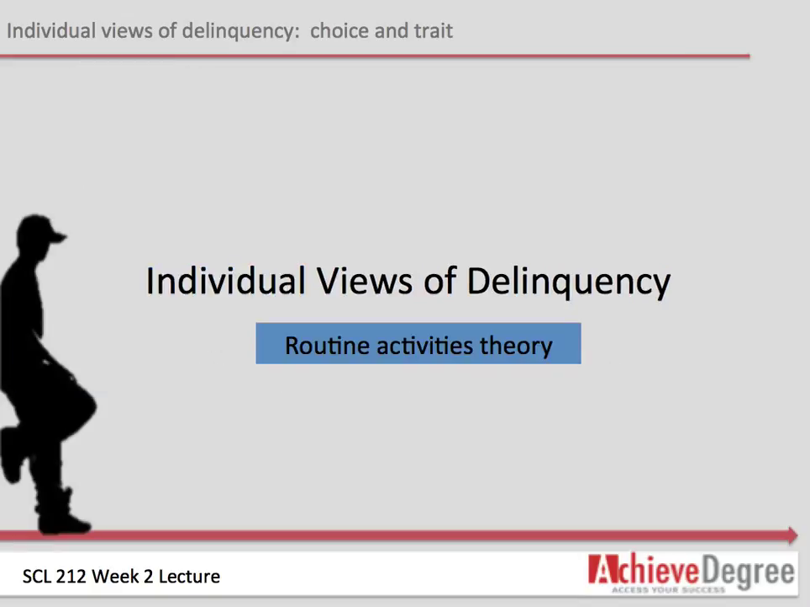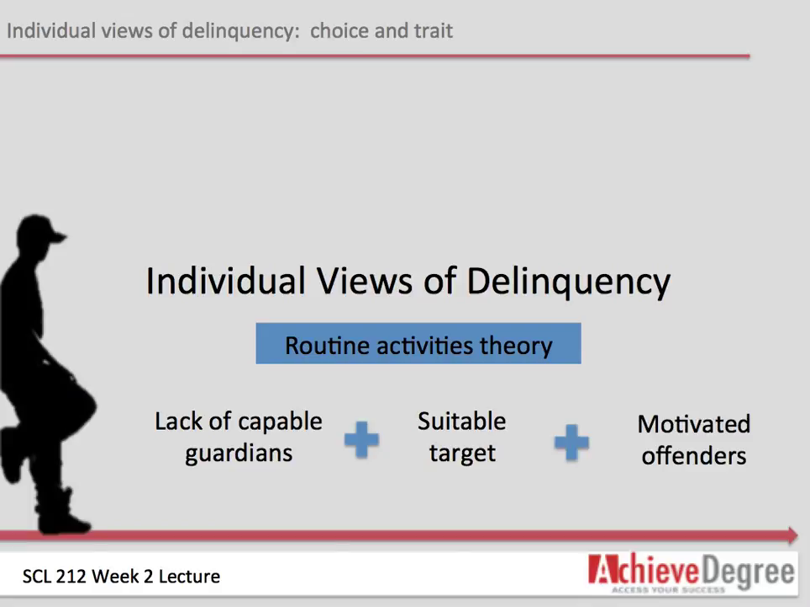Routine activities theory holds that delinquency is produced by the lack of capable guardians, the availability of suitable targets, and the presence of motivated offenders, such as unemployed teenagers. Motivated offenders, suitable targets, and the lack of guardianship have an interactive effect.